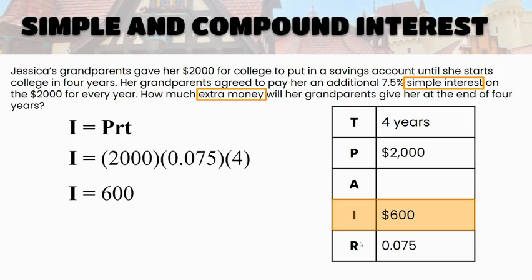But for fun, let's go ahead and find the total amount. Well, to find the total amount, I add the interest plus the principal. The principal was $2,000 and the interest is $600, so the total amount is $2,600. But the question asks for the interest.